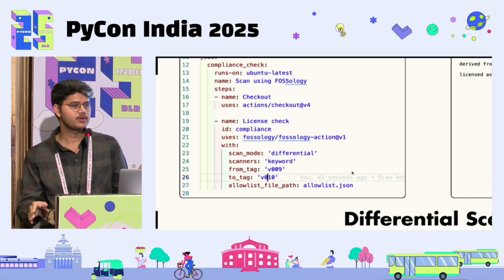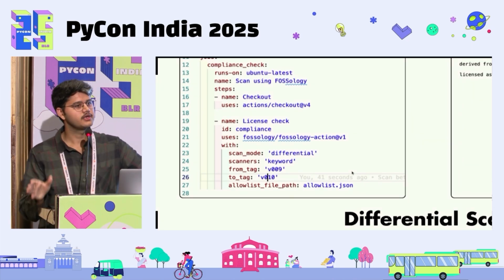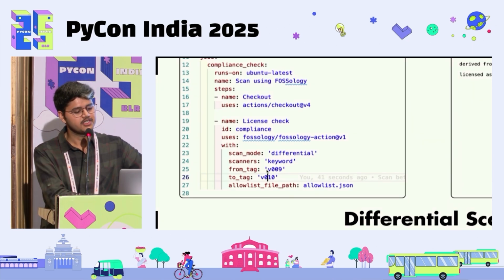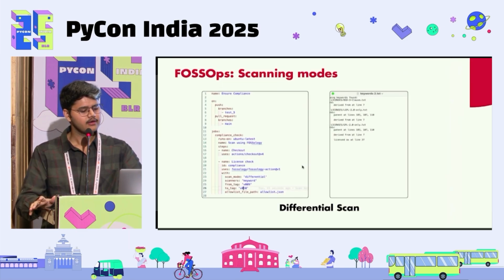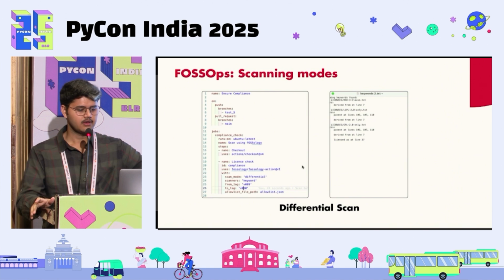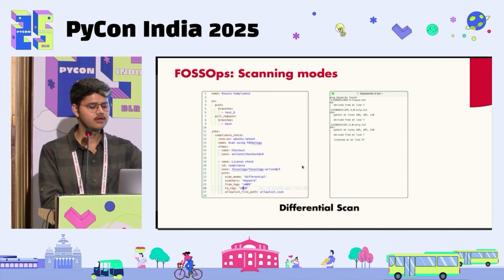And here, if you want to compare two commit SHAs, then that's also possible. You can compare two commit SHAs. You just have to write from tag and to tag pointing to those commit SHAs. And one interesting use case for this is running this scan on any new release for the repository.